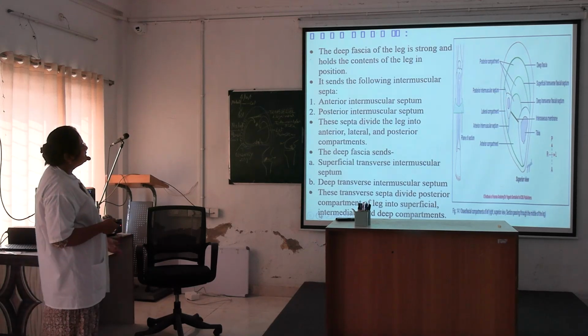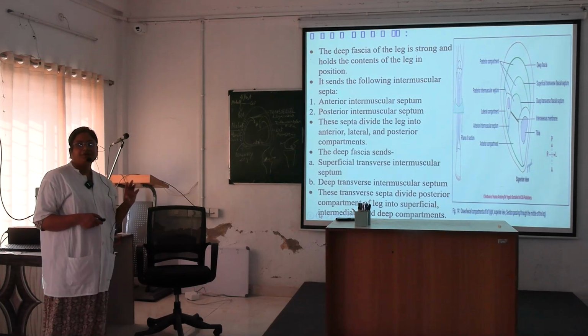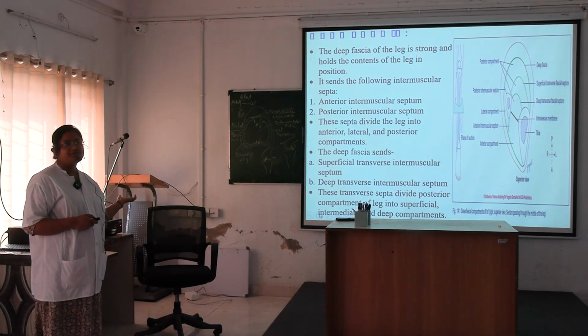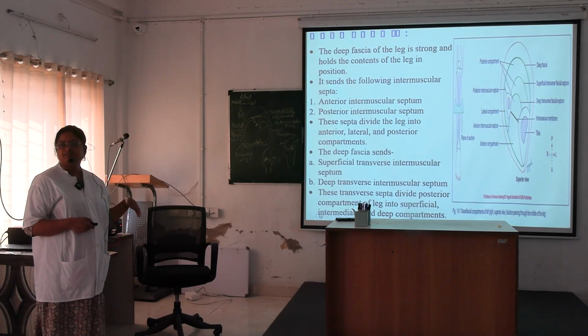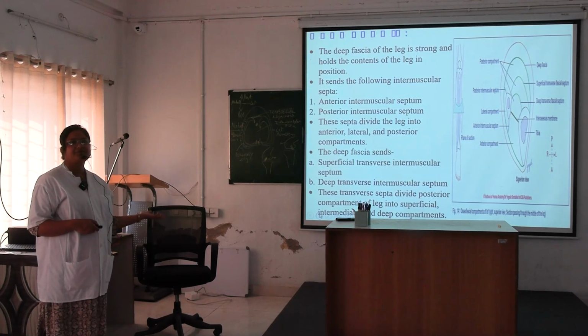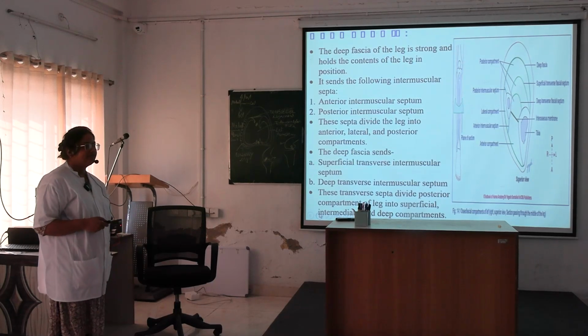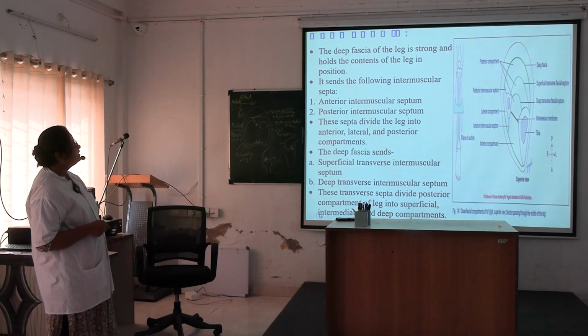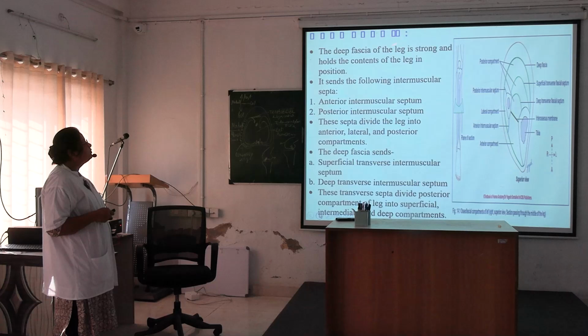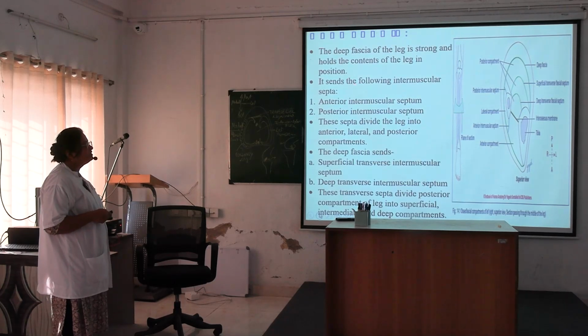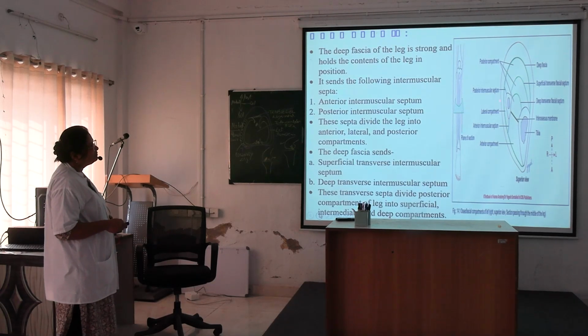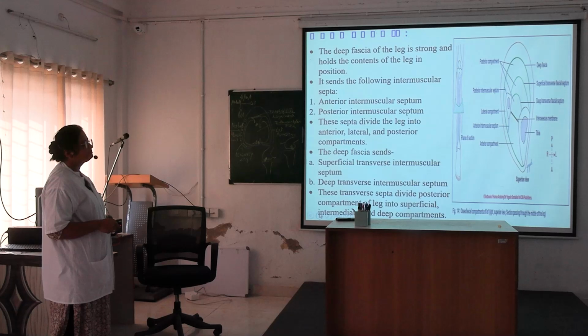Next we go to the deep fossa. So in the superficial fossa you have got the cutaneous nerve and the venous arches and different superficial veins. After that you will see the deep fossa of the leg. Deep fossa of the leg is strong and holds the content of the leg in position. So the green colored one is the deep fossa.